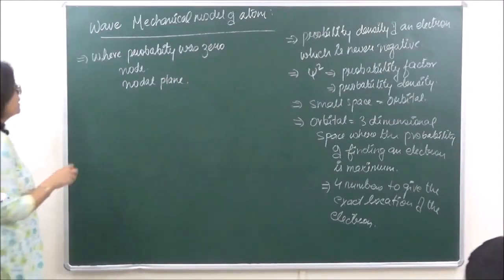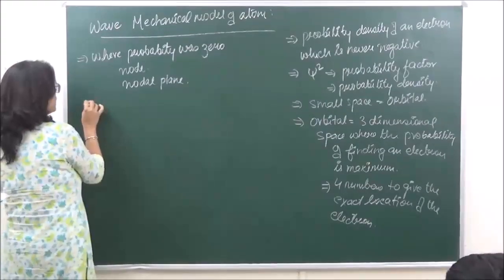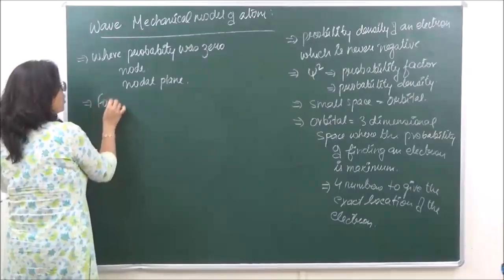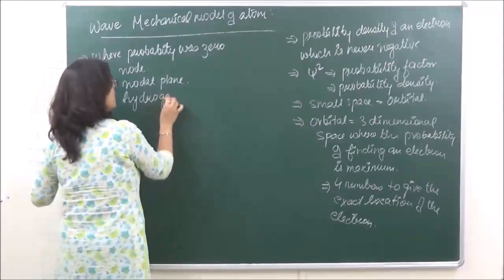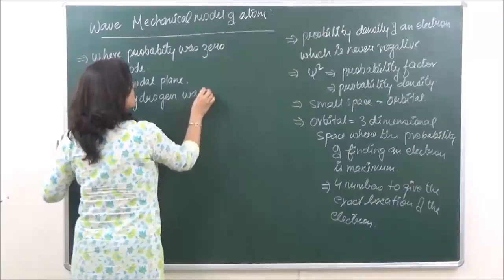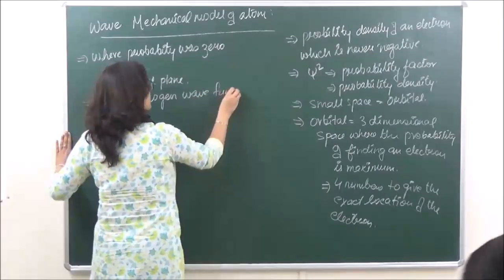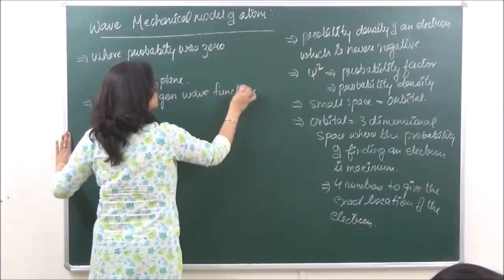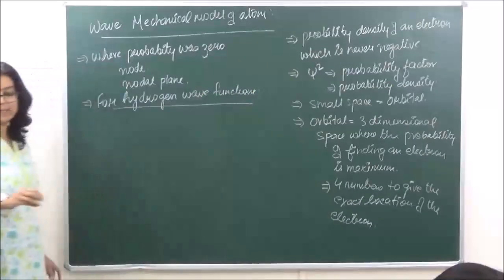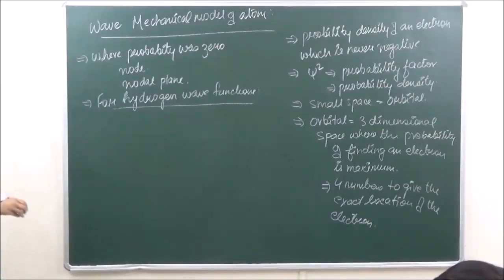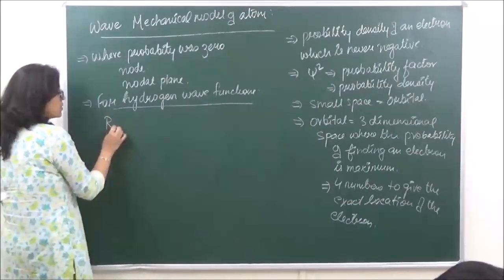Okay, now when we are talking about hydrogen wave functions, there are different kinds of nodes which are present. The first one is known as radial nodes.